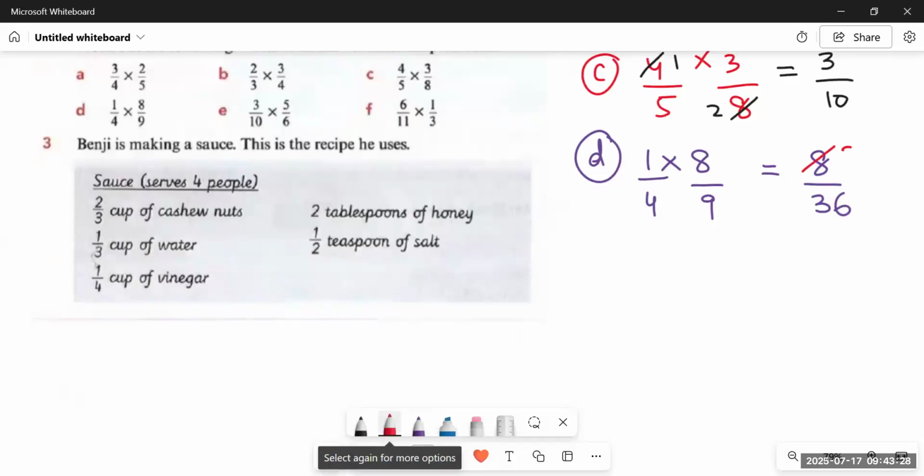So 4 2s are 8, 4 9s are 36, and the answer would be 2 upon 9. And even if you would have gone for the first method, you will have got the same answer. Why? 4 ones are 4, 4 twos are 8, then 1 twos are 2, 1 nines are 9. So you can see that we have got the same answer.